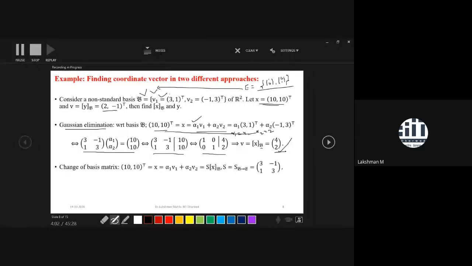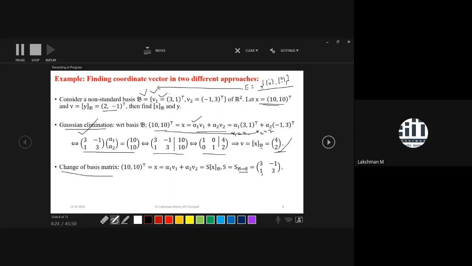So what is the second approach? The first approach I discussed was Gaussian elimination. The second approach is the change of basis matrix. For this we need a change of basis matrix. What is the change of basis matrix? Again, as I told, we need to find the change of basis matrix from B to E. What could that be?